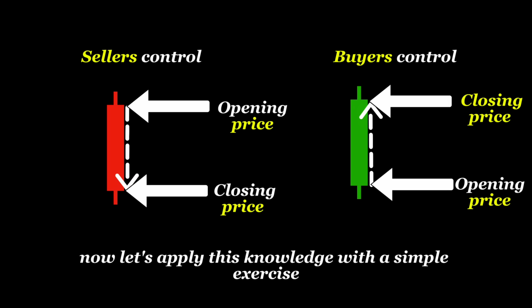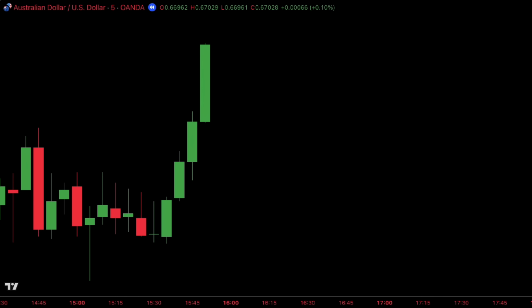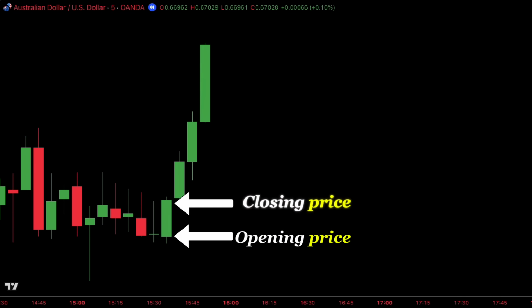Now, let's apply this knowledge with a simple exercise. Look at this chart example. As you can see, we have 4 green candles. Let's read them one by one. The first candle opened here and closed higher here. This tells us that buyers were in control of the market during this period.